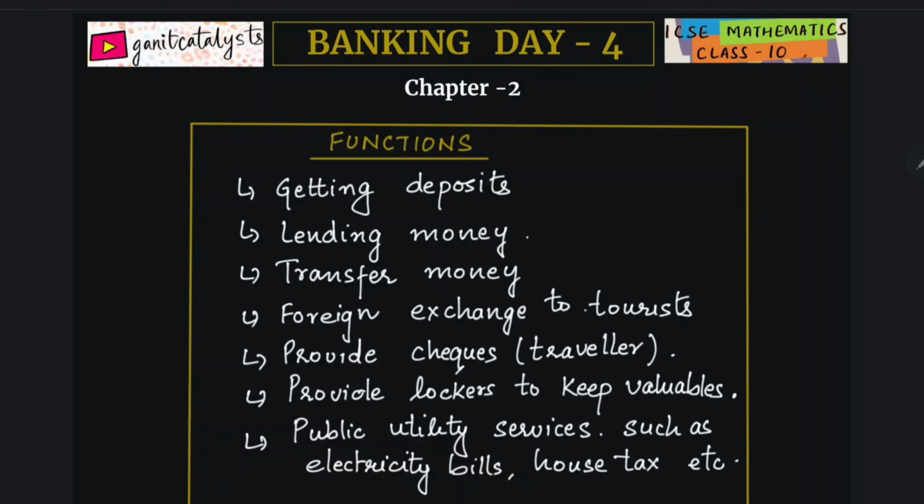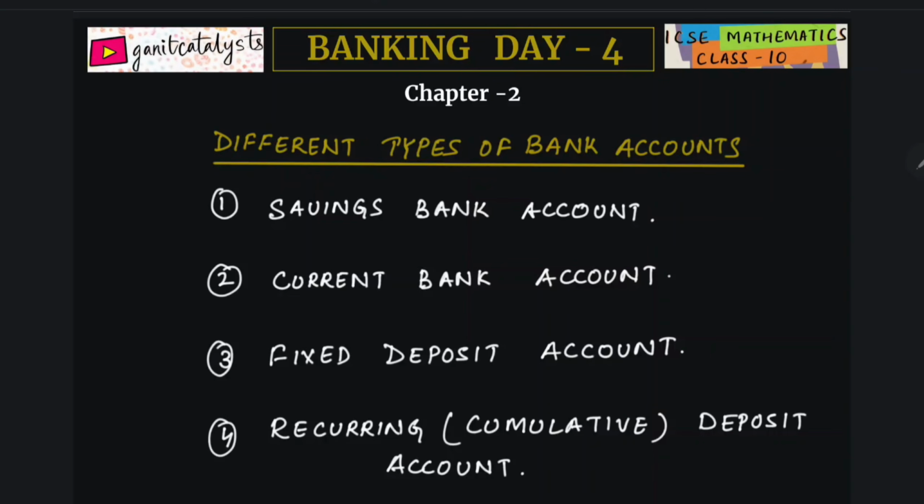Banks handle many things like savings, loans, credit, deposits, lending money, transferring money from one place to another, foreign exchange to tourists, providing checks and traveler's checks, providing lockers to keep valuables safe, and public utility services like electricity bill, water bill, phone bills, house tax, income tax, etc. There are different types of bank accounts. Mainly four types: savings bank account, current bank account, fixed deposit account, and recurring deposit, RD, cumulative deposit account.